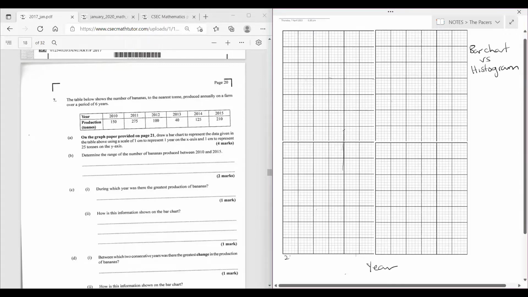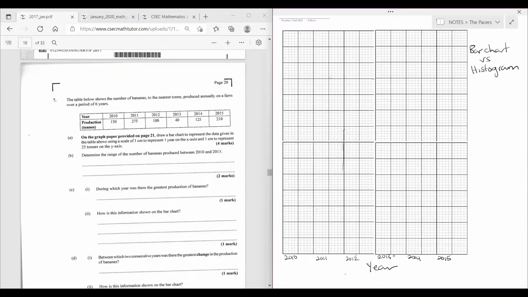So we start at 2010. Then we leave a space of 1 block, 2011, then 2012, then 2013, 2014, and 2015. So we know that these are the blocks that are going to represent our years, and we leave 1 block in between them because the bars in a bar chart do not touch each other.